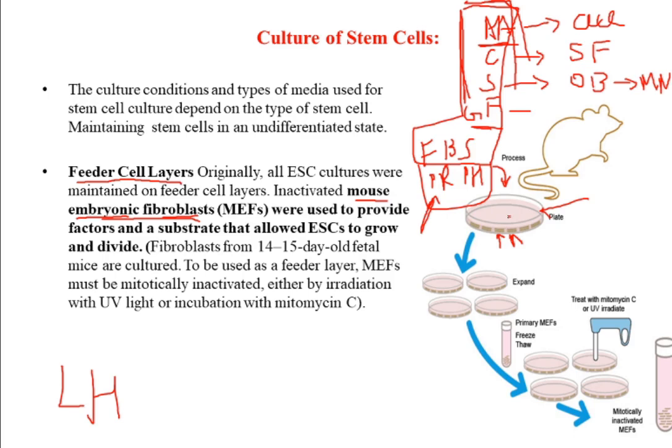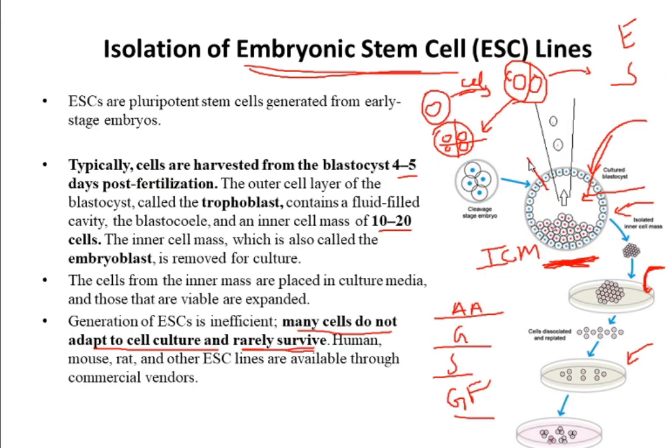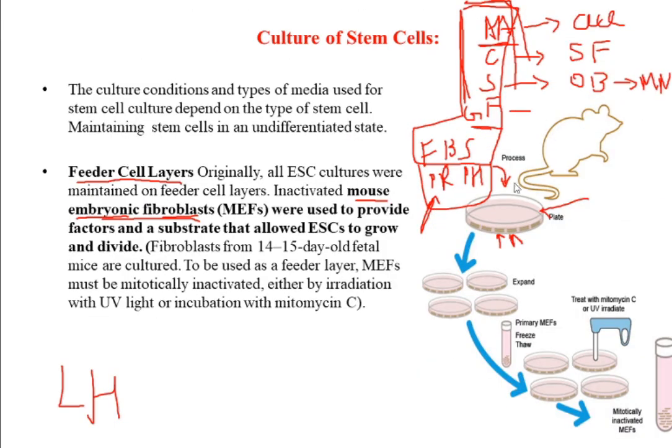Now what you have to do is isolate the stem cells. So you cut this embryo. If you are isolating the embryonic stem cell, you cut this embryo here, you aspirate these ICMs through a suction pressure, and you put those ICMs on top of this fibroblast layer.